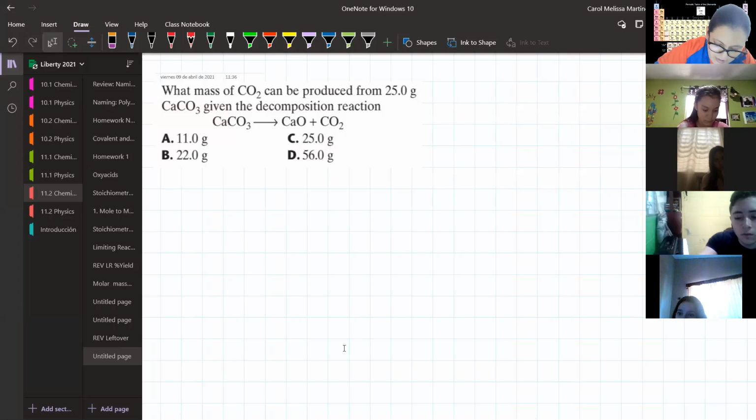So I have one calcium and one calcium. I have one carbon and one carbon. And I have 3 oxygens, and I have 1 plus 2, 3 oxygens. So the equation is already balanced. You don't need to do any balancing procedure.